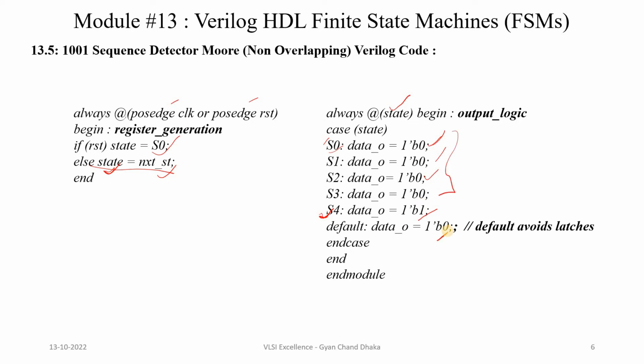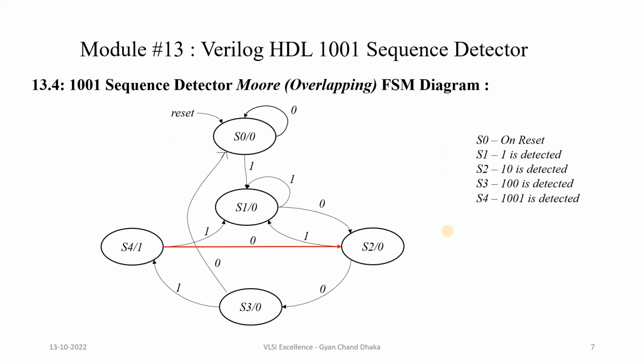So friends, I hope the 1001 sequence detector state diagram and the Verilog HDL code is clear to you. Now let's see the 1001 overlapping Mealy type of FSM. Again, the state definition is the same, where S0 is the default state, S1 is when 1 is detected, S2 is when 10 is detected, S3 is when 100 is detected, and S4 is when 1001 is detected.